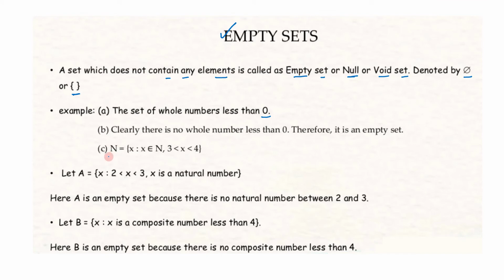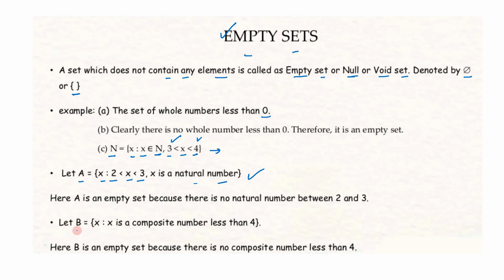Similarly, here we are having set N, where we have the set of all x such that x belongs to natural numbers and x is greater than 3 but less than 4. There is no natural number which is greater than 3 as well as less than 4. So this again has no element, that means it is also an empty set. Let A be another set where we are having the set of all x such that x is greater than 2 but less than 3 and x is a natural number. So here again there is no number which is greater than 2 as well as less than 3. So this again forms an empty set.